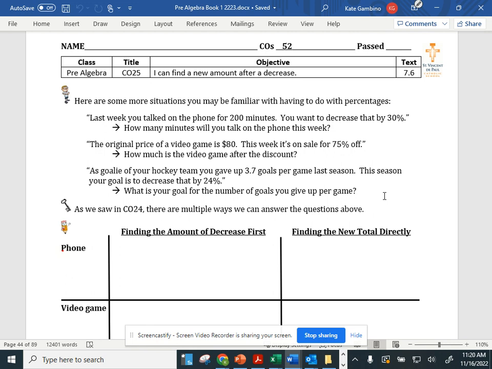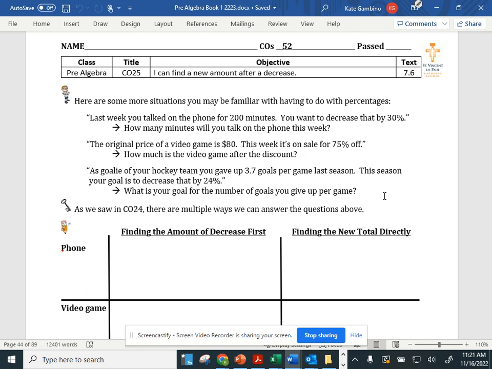Or how about the original price of a video game is $80 and this week it's on sale for 75% off. How much is the video game after the discount? Ooh, sales. We love sales, especially this time of year. You want to know how good of a sale is it?